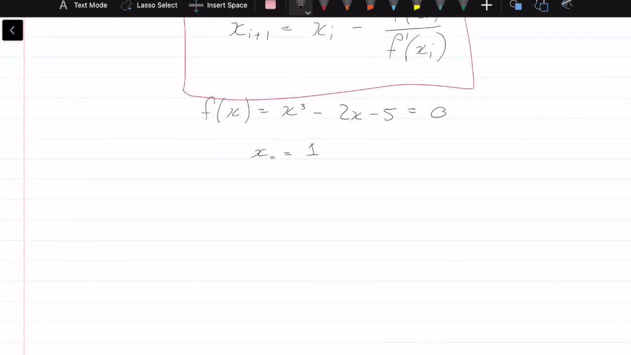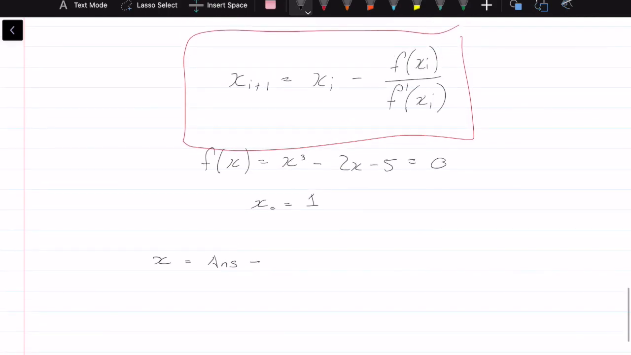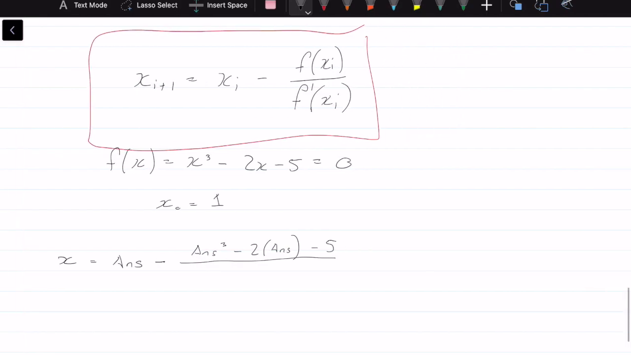So x is going to equal answer minus our function, answer cubed minus 2 times the answer minus 5, all over the derivative of this. Let's just write that here. f dash of x is simply going to be 3x squared minus 2. So we have 3 times the answer squared minus 2.